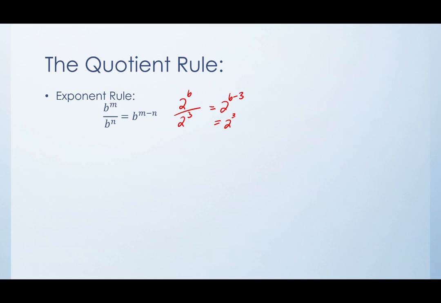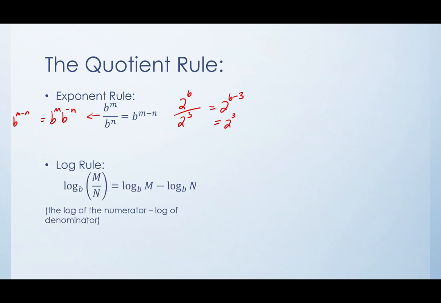Okay? But really, this is one of those you don't really need to remember, because we can say, oh, well, b to the m over b to the n, I can write that as b to the m times b to the negative n, right? Because that's what a negative exponent means. And then I've got the product rule, add the powers: m plus negative n.